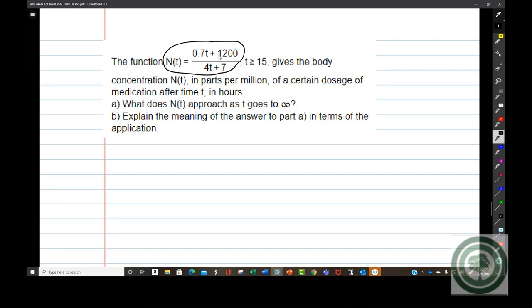Well, this function right here, where t is equal to or greater than 15, gives the body concentration, in parts per million, of a certain dosage of medication after t, which is measured in hours. In other words, t starts at 15 hours after you receive the medication and goes from there. What does n of t approach as t goes to infinity? Now, this is math talk, but you've got to know what it means. Here's what it means.